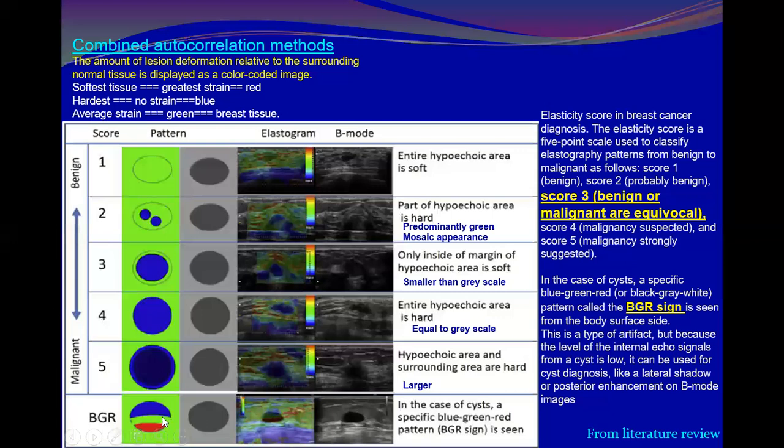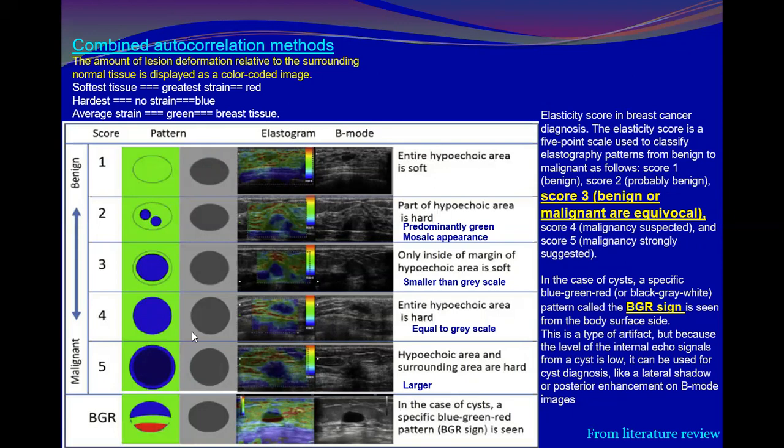And if you look here, you have blue, green, and red. This is a typical, specific pattern seen with a simple cyst. It is like the posterior enhancement and edge shadowing of the grayscale artifacts of a simple cyst.